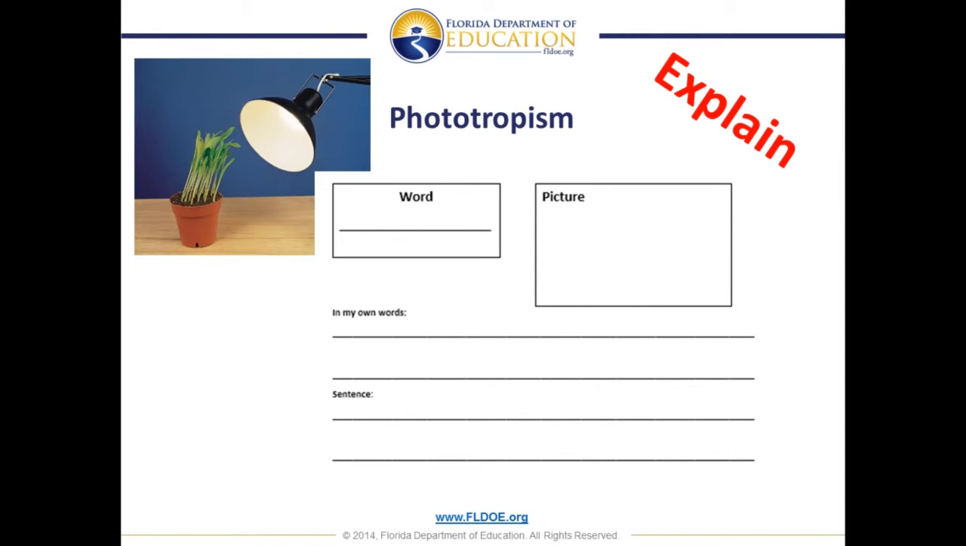And again, they're writing, they're explaining, and you're seeing they understand that plants react to the stimuli light by leaning towards it because it's something they need for survival. It's just an amazing adaptation that plants have, and here they are explaining it. They can draw the picture, using it in their own words, and then writing a sentence.